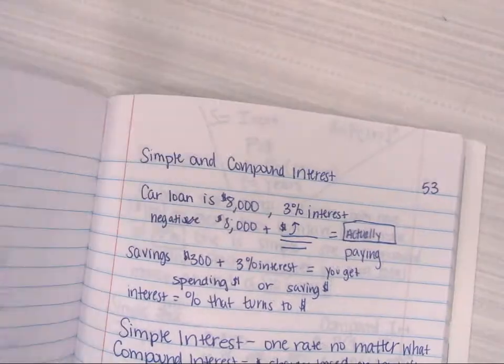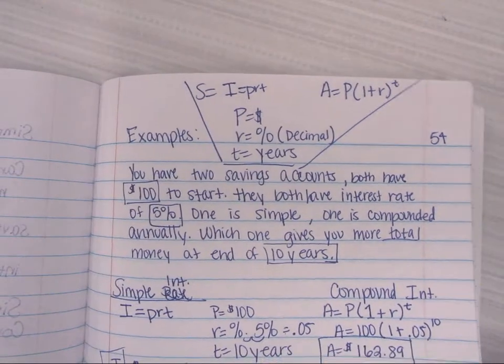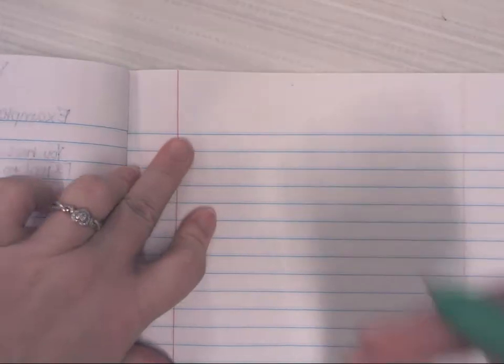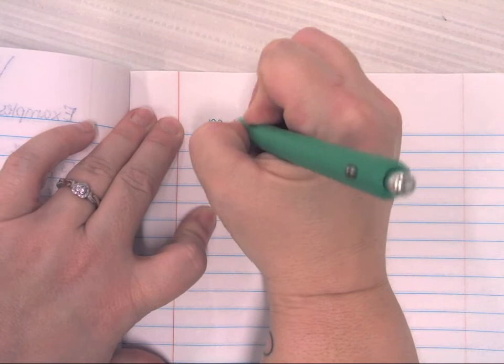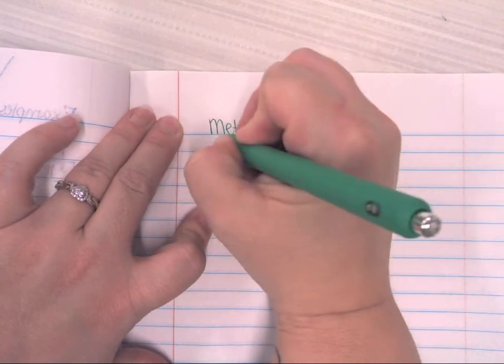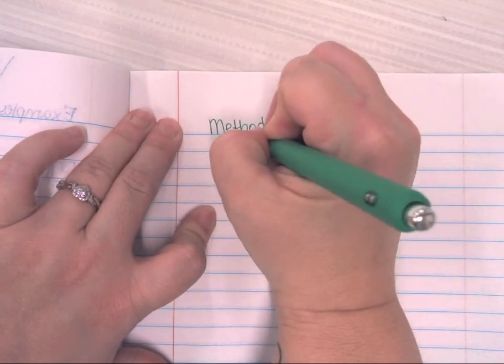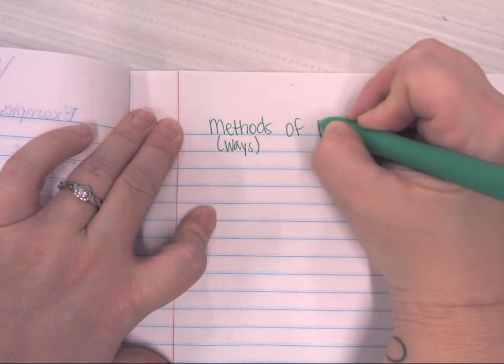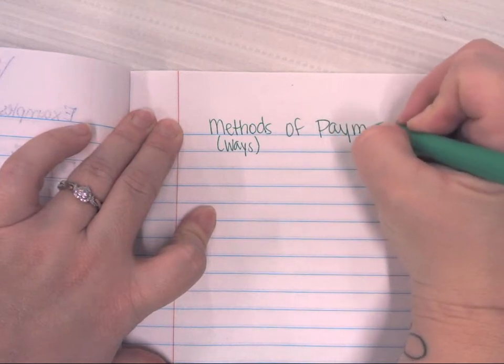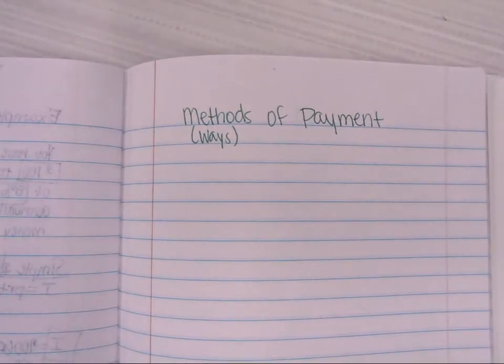Hey guys, today we are going to talk about the different ways that you can pay for things. Okay, the different ways that you can pay for things. That's methods of payment. Okay, methods means ways. Methods, which is the ways of payment. Methods of payment.